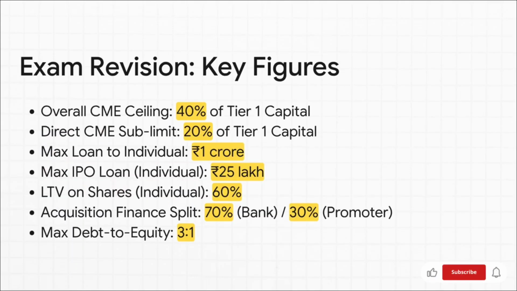Remember the 40-20 rule. 40% total CMA ceiling, 20% direct sublimit. For individuals, the max loan is 1 crore rupees, but only 25 lakh rupees if it's for buying shares. For listed shares, the LTV is 60%. And for acquisition finance, it's the 70-30 funding split and a max debt-to-equity ratio of 3-1. These are prime targets for MCQs, for sure.